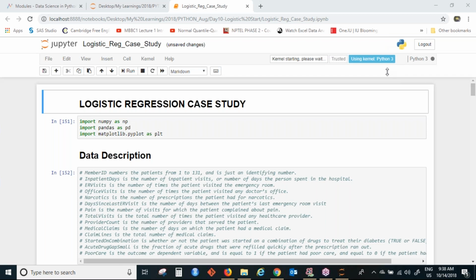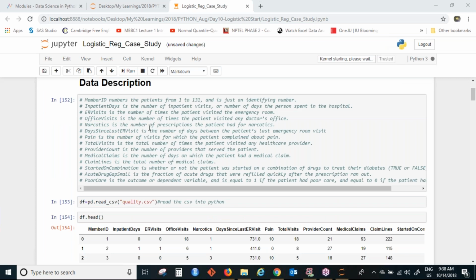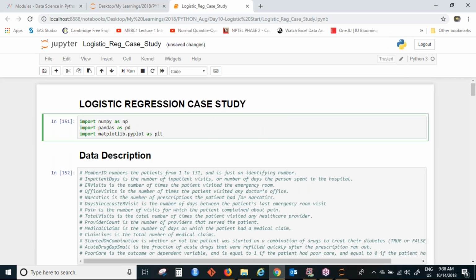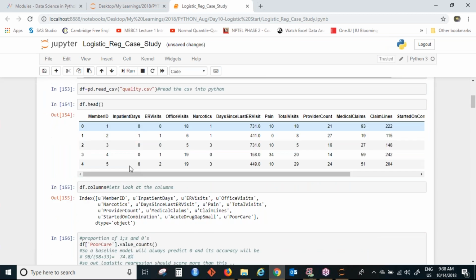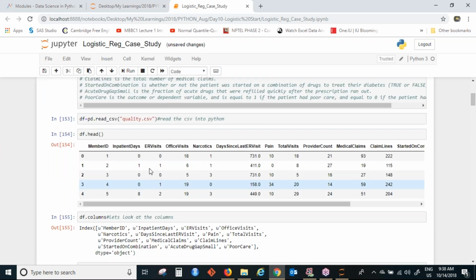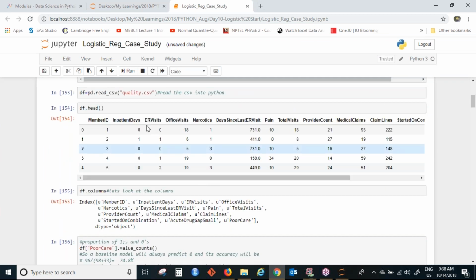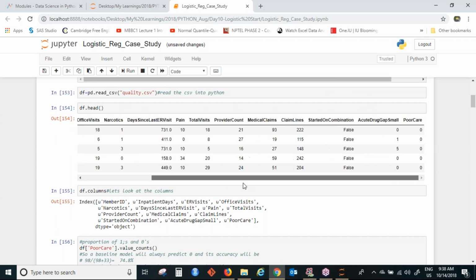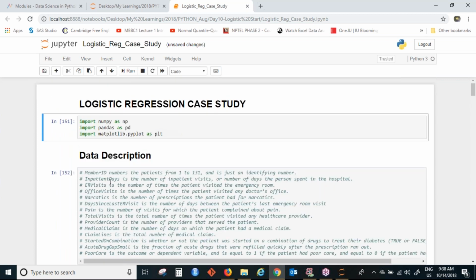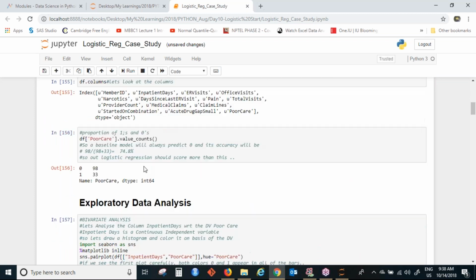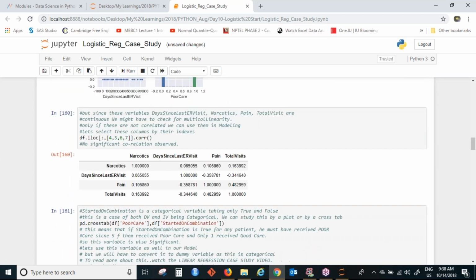So this is a case study. I'll not go into the details of the case study. I will share this with you later, during this week. But what I want to focus on here is how we run logistic regression. It is very simple. So let's say this is the data. The variables are described here, all the variables. After doing some EDA, this is where the model building starts.